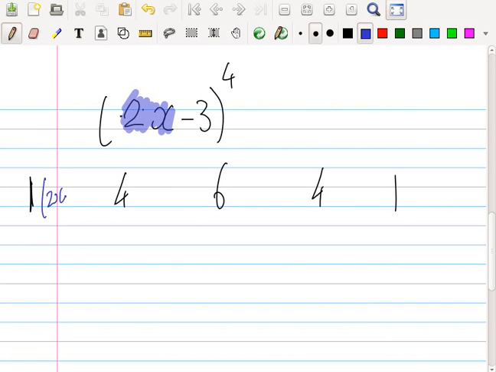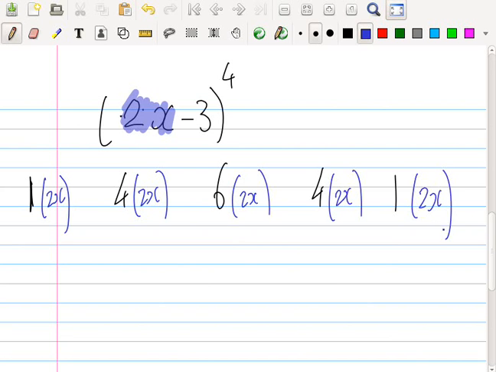So 2x, 2x, 2x, 2x, and 2x. I'm just going to move this over to make more space. 2x. And what was here? 1. Okay. Now, what power should I put here? 4. Or 0. It doesn't matter. You can start at any. So, just to be different, let me start at 0. So 0, 1, 2, 3, 4.